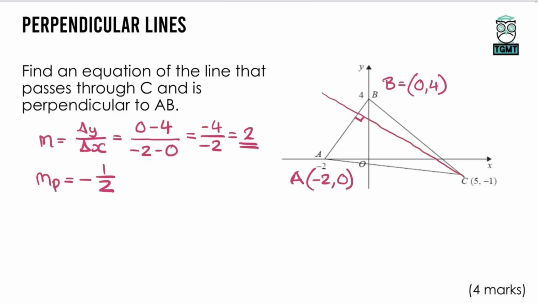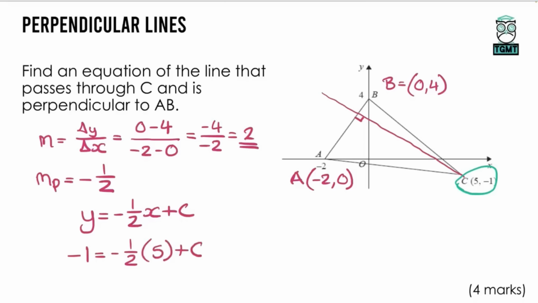So we know what our equation is going to look like. It's going to be y equals -1/2 x plus c. We just need to find what that y-intercept is, that value of c. To do that, we need a coordinate that's on that line, and it's told us that this one passes through the point C. So I just need to substitute those coordinates into my line equation. So y is -1, that's equal to -1/2 multiplied by x, which is 5, and then plus c.